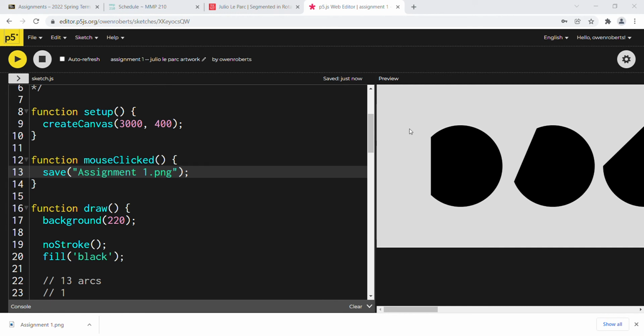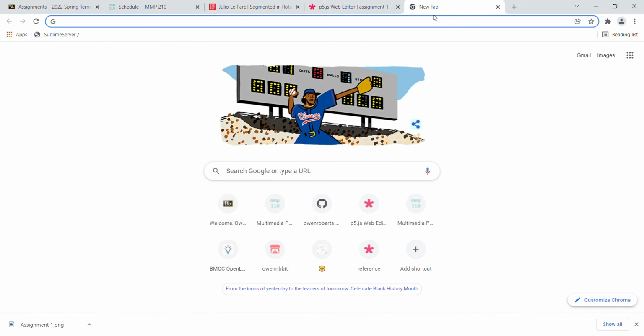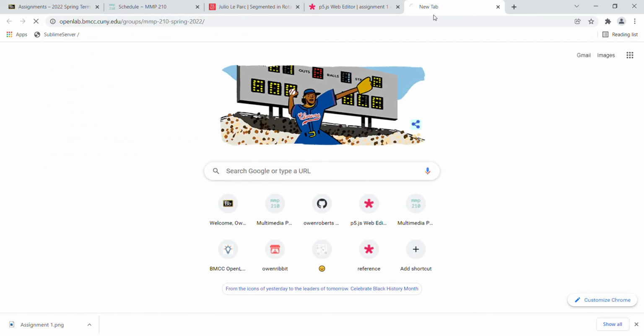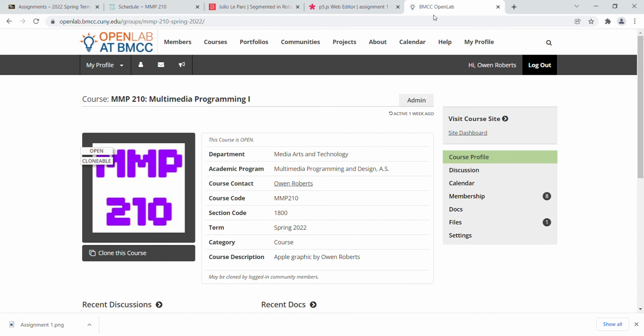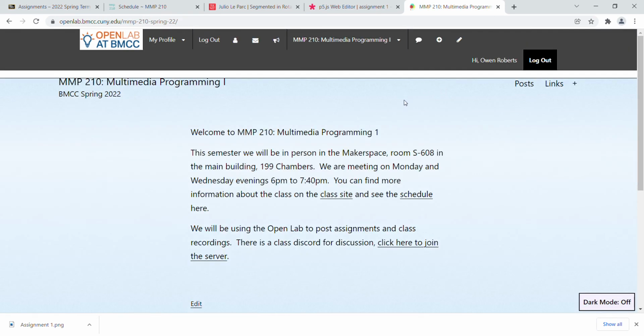But when you guys are turning in the assignment, obviously I want to see your code because I want to look at what your approach was and be able to give you feedback on how you did it. So we want to turn in both of those things. So what we can do is just make a new post on the Open Lab and put both of them on there. So I'm going to go to the browser and I'm going to go to the Open Lab. And I think we already made accounts on the Open Lab, right? Okay.